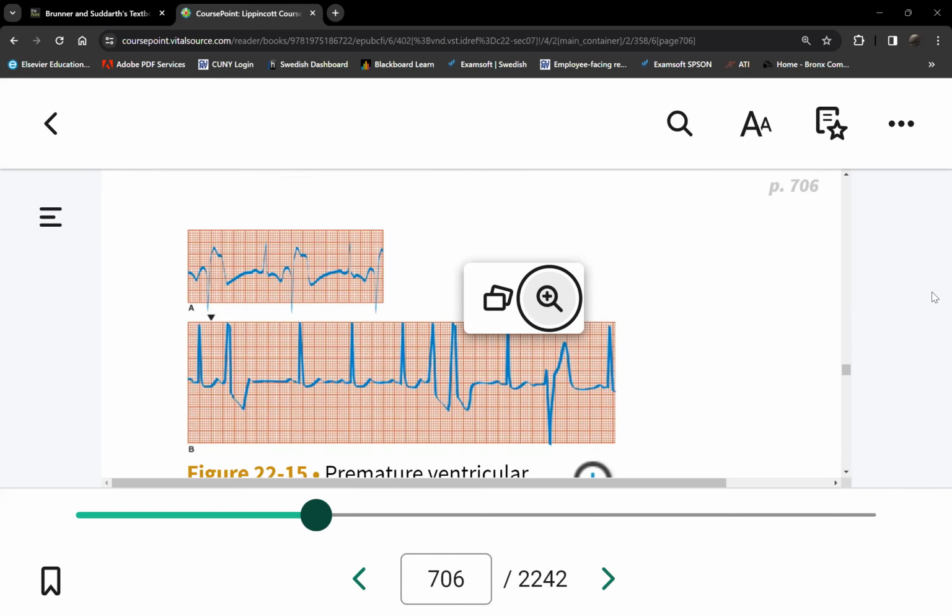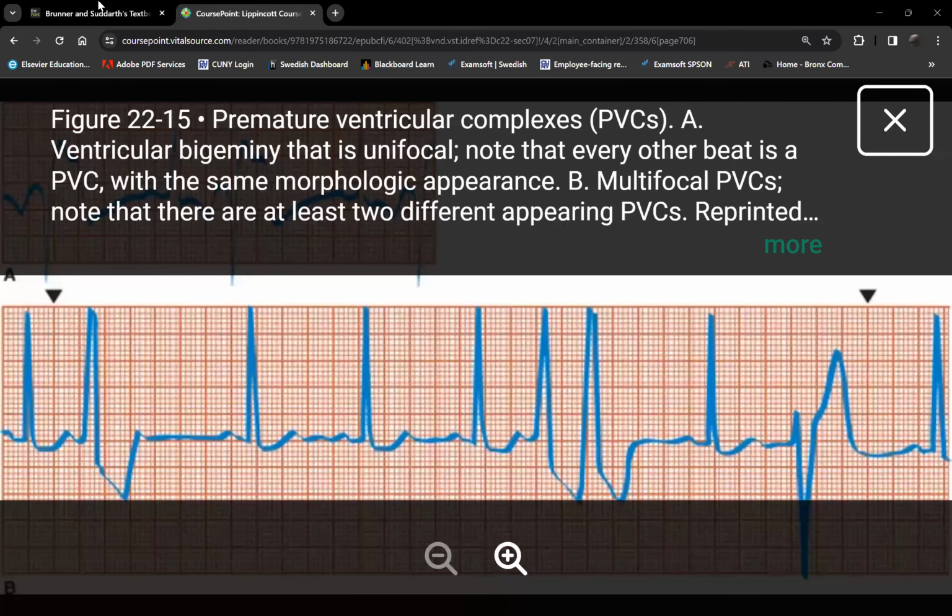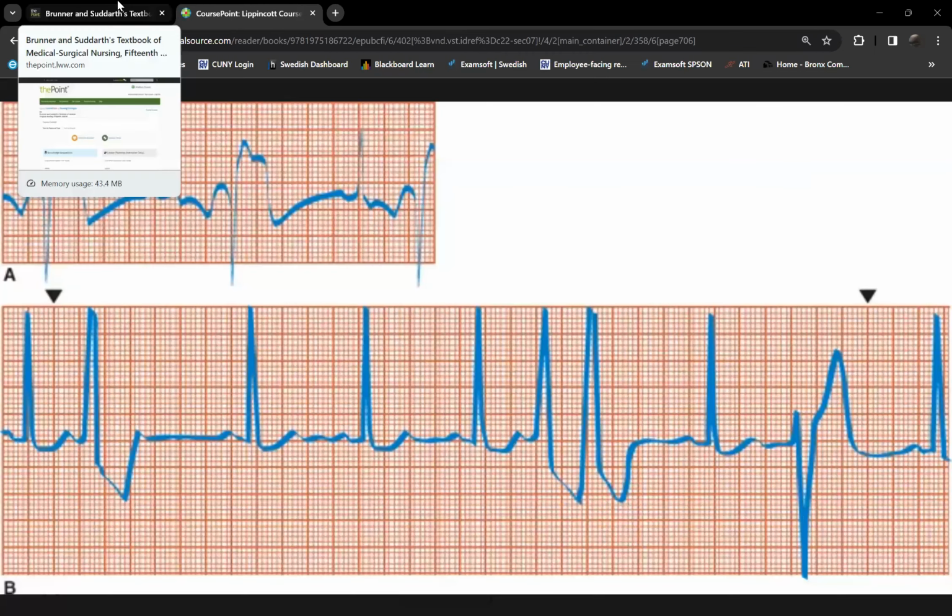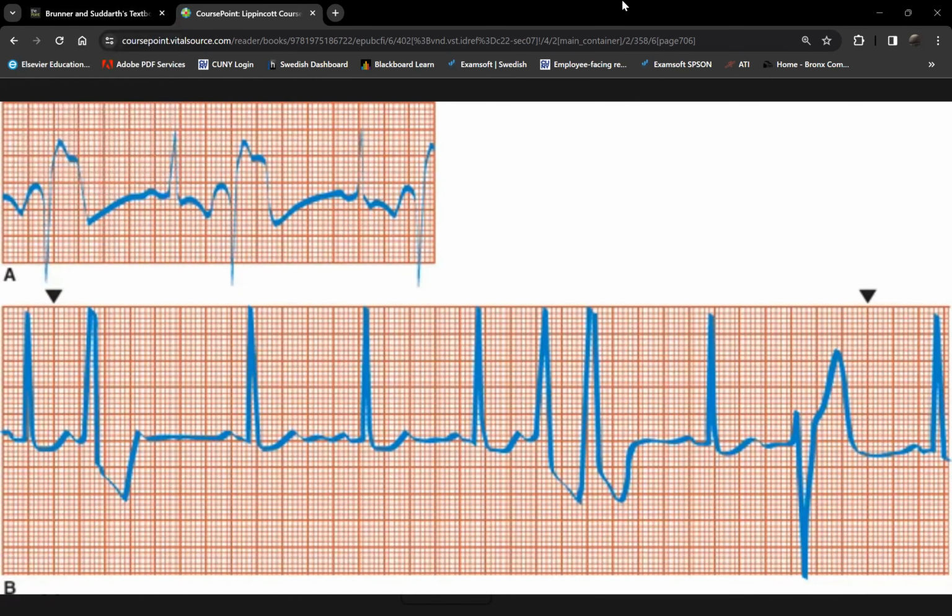What do you think? We better treat it. Okay, so have your shot at this. So what would you call the figure A? What type of PVC? Is it unifocal or multifocal? The first one.